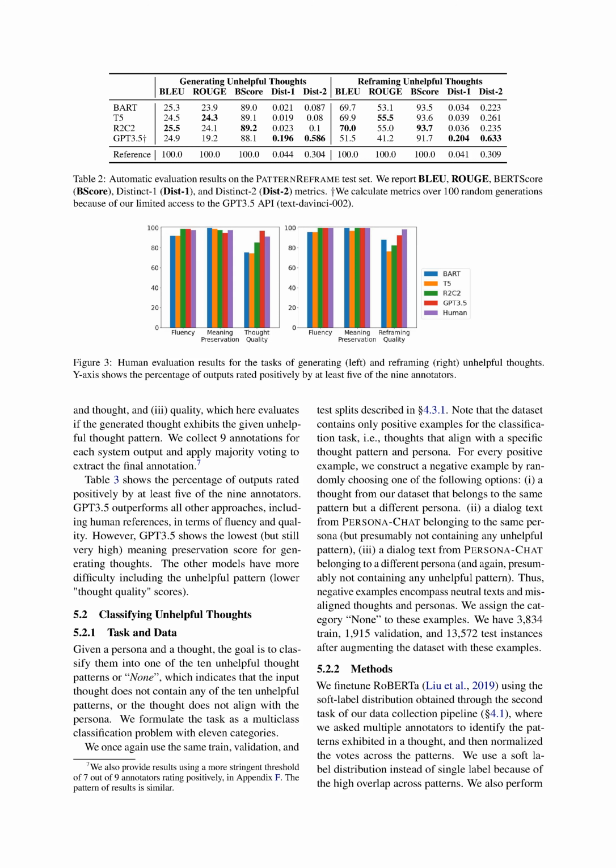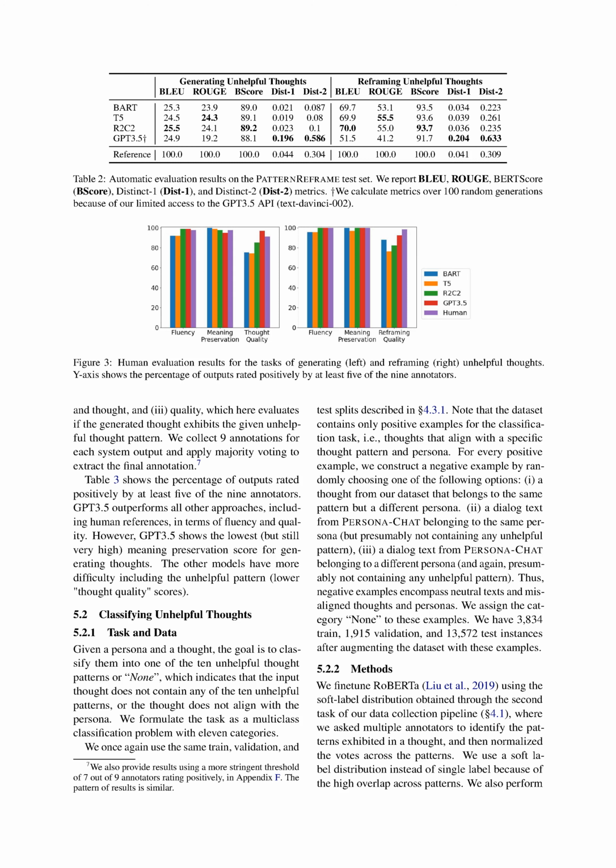For each positive example, we create a negative example by randomly selecting a thought from our dataset that either belongs to the same pattern but a different persona, a dialogue text from PersonaChat that belongs to the same persona but doesn't contain an unhelpful pattern, or a dialogue text from PersonaChat that belongs to a different persona and also doesn't contain an unhelpful pattern. These negative examples include neutral texts and thoughts that don't match the personas. We label these examples as none.